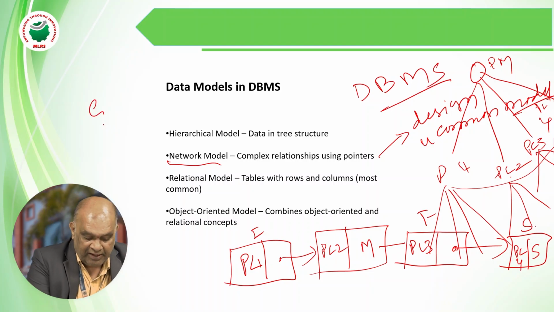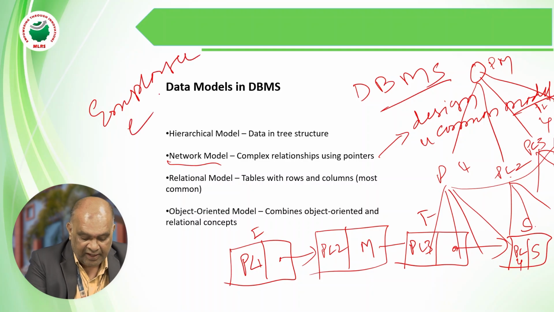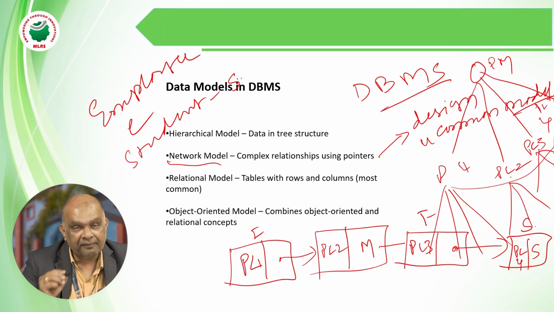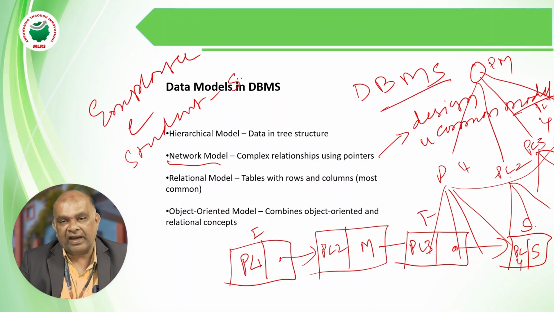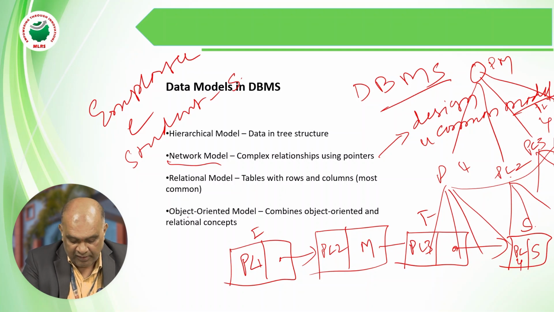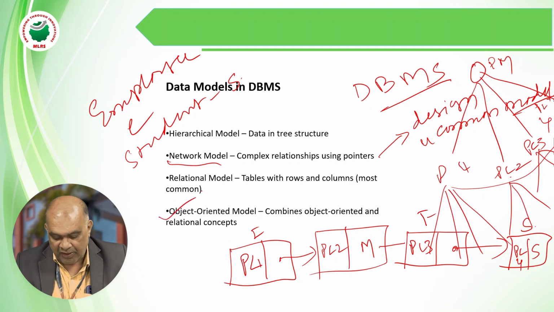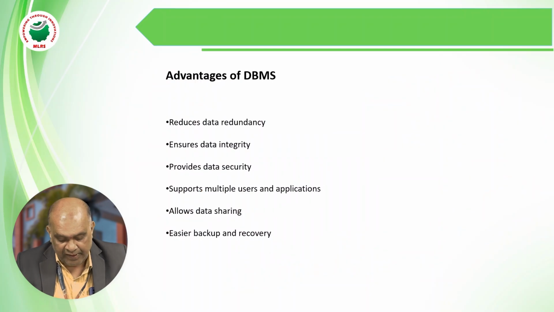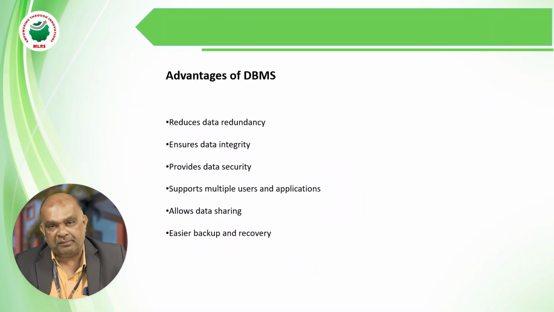Suppose for employee, there is an object called E. For a student, there is an object called S. So normally when we write queries, we use the objects in order to access data members which are common and present in both the tables. So for that, the object-oriented model is present. So next, what are the advantages of DBMS?